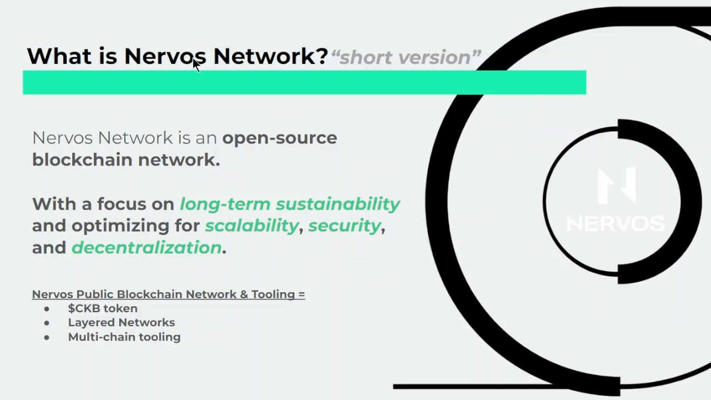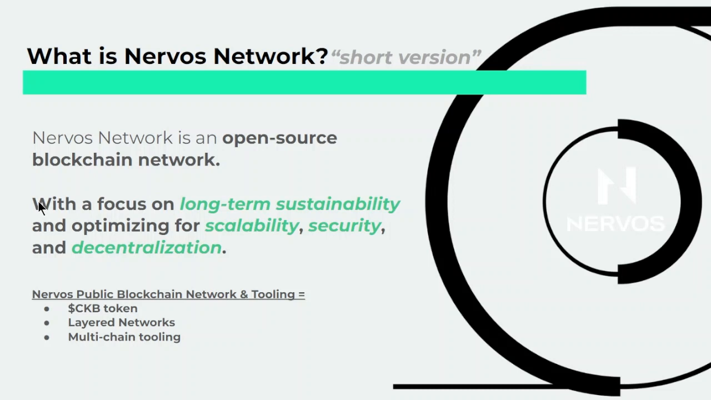So, but what is Nervos Network? This is the short version, and we'll get into the longer, more technical version soon. The important thing to keep in mind is that Nervos Network is an open source blockchain network. Open source means all the code is available to the public to read, to play with, and even to see if you can contribute as well. It's all available on GitHub, which is so awesome. So there's definitely a lot of transparency there.